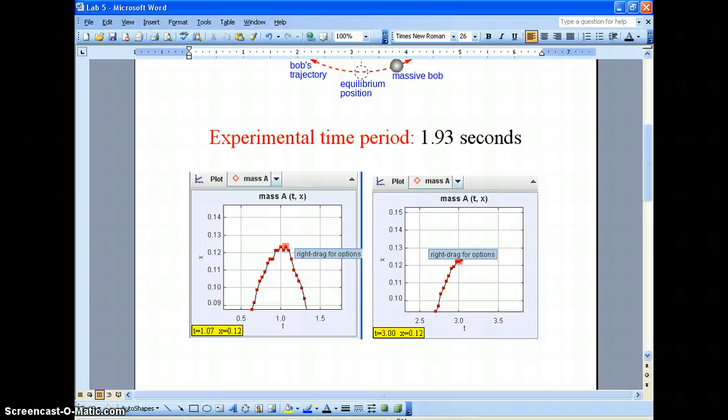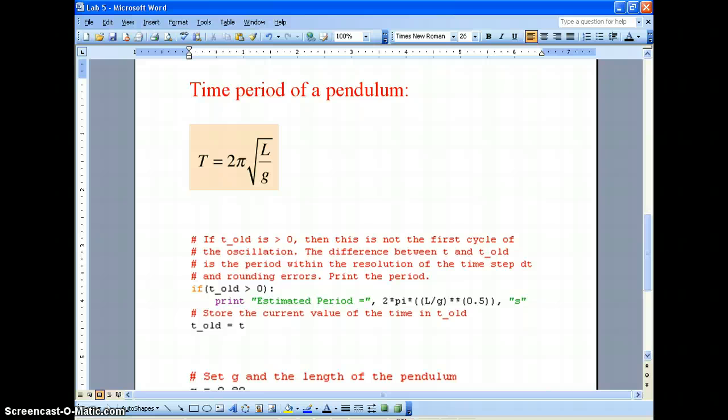Now we'll compare this to a computational model in VPython. I modified code found online on the University of Toronto's physics website, and this code plots a swinging pendulum, and I inserted the equation of a pendulum's time period, which is T equals 2 pi times the square root of L divided by g. L represents the length of the rod supporting the bob, and g is the gravity.